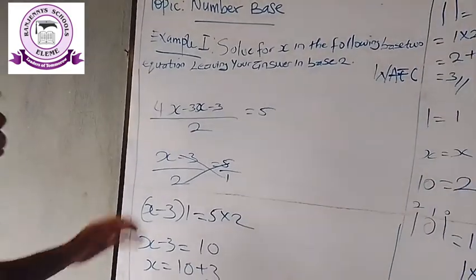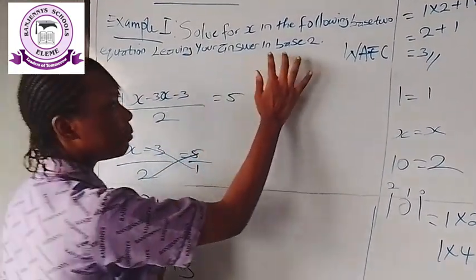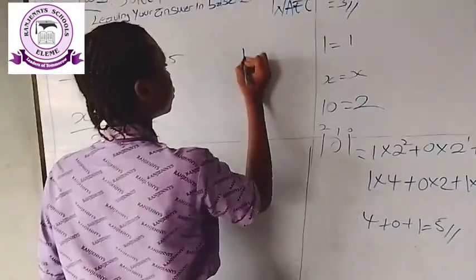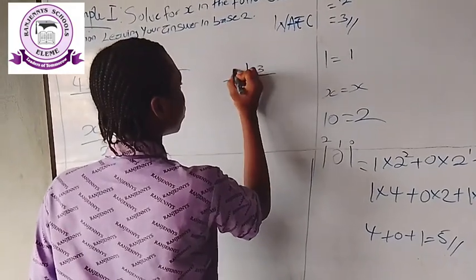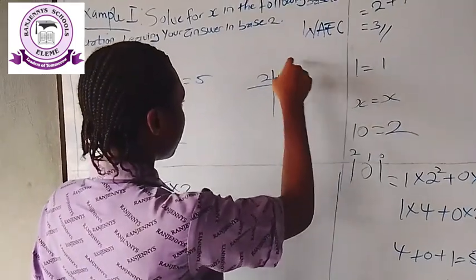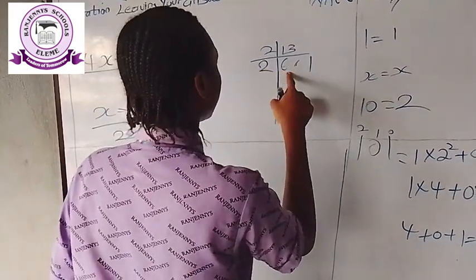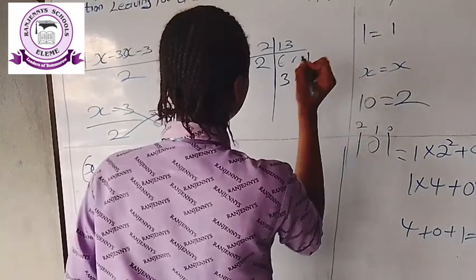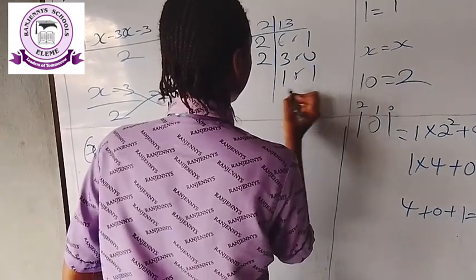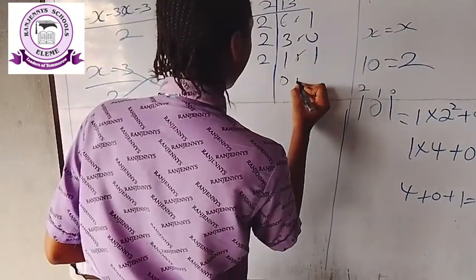But remember earlier on in the question we have solve for x in the following base 2 equation, leaving your answer in base 2. That means we're not going to leave it in denary. You have to convert it back. So we're going to divide it by 2 since we're converting it to base 2. 13 divided by 2 is 6 remainder 1. 6 divided by 2 is 3 remainder 0. 3 divided by 2 is 1 remainder 1. 1 divided by 2 is 0 remainder 1.